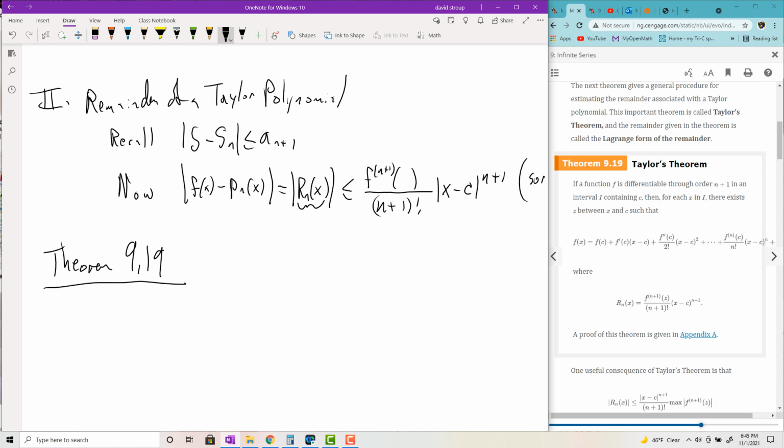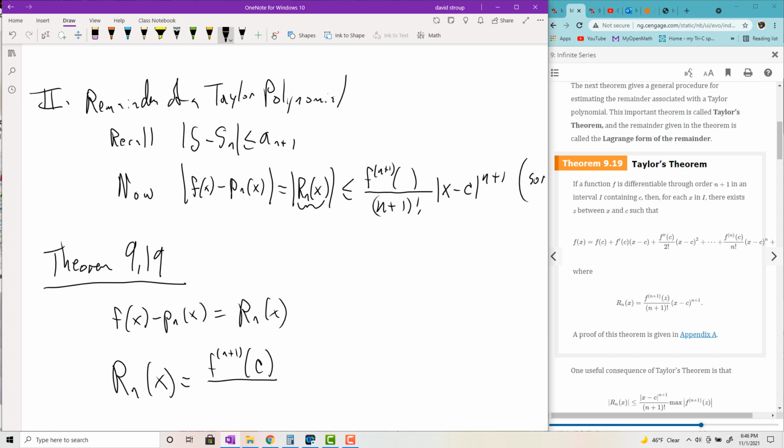Okay, so we could say conclusively this thing, which we are saying is the difference between f of x and p sub n of x, this r sub n of x thing, the r sub n of x will equal the n plus first derivative evaluated at some value c in this interval between x and the center, divided by n plus 1 factorial. Instead of using c, let's use z because we already have a c defined. Okay, z, and then times x minus c to the n plus first power.